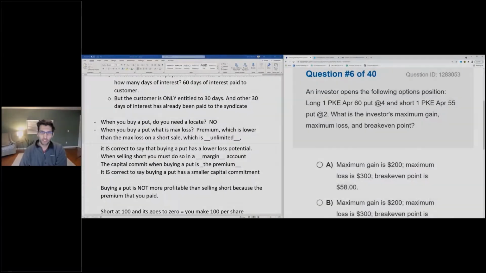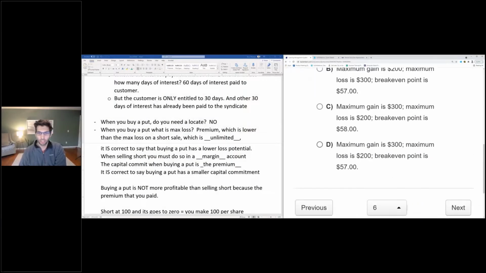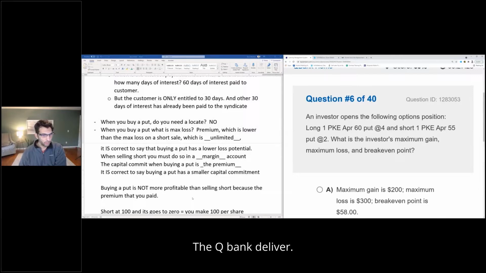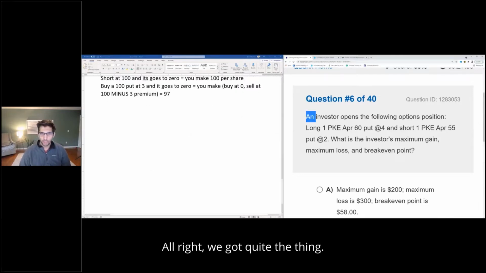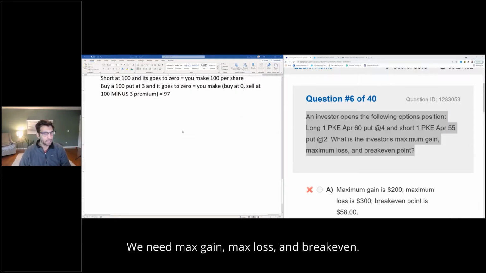Oh baby, they're really doing it. The Q Bank deliver. All right, we got quite the thing. We need max gain, max loss, and break even.